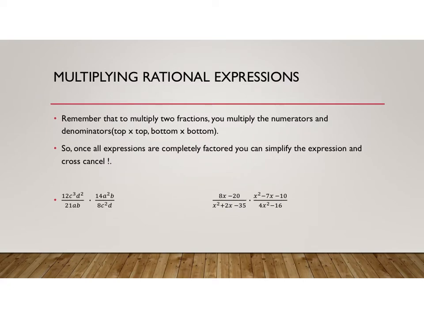So remember that to multiply two fractions, you multiply the numerators and the denominators, or you take the top times the top and the bottom times the bottom. Once all expressions are completely factored, very important that you have everything completely factored, you can simplify the expression and you can cross cancel. So for example, in this first example here, we've got just single terms. We've got monomials. We can do quite a bit of canceling.